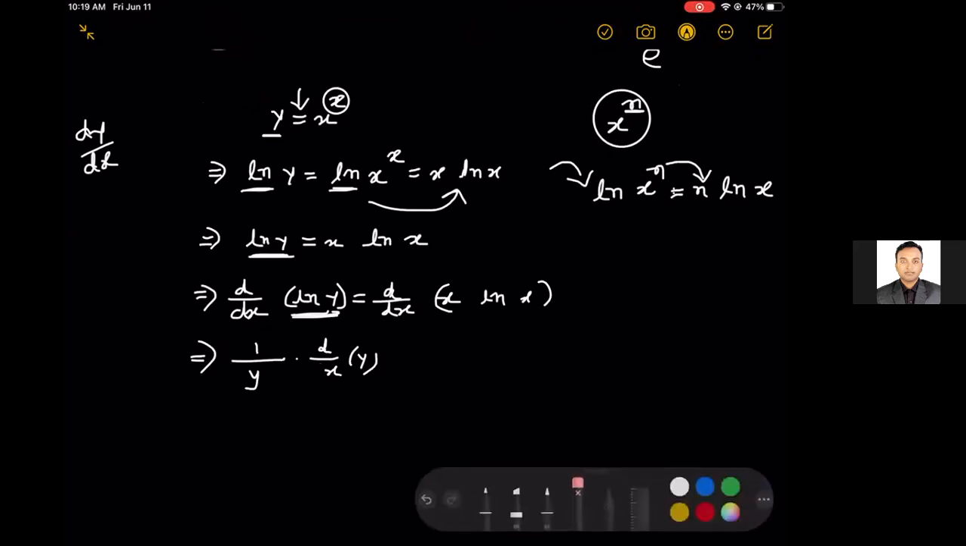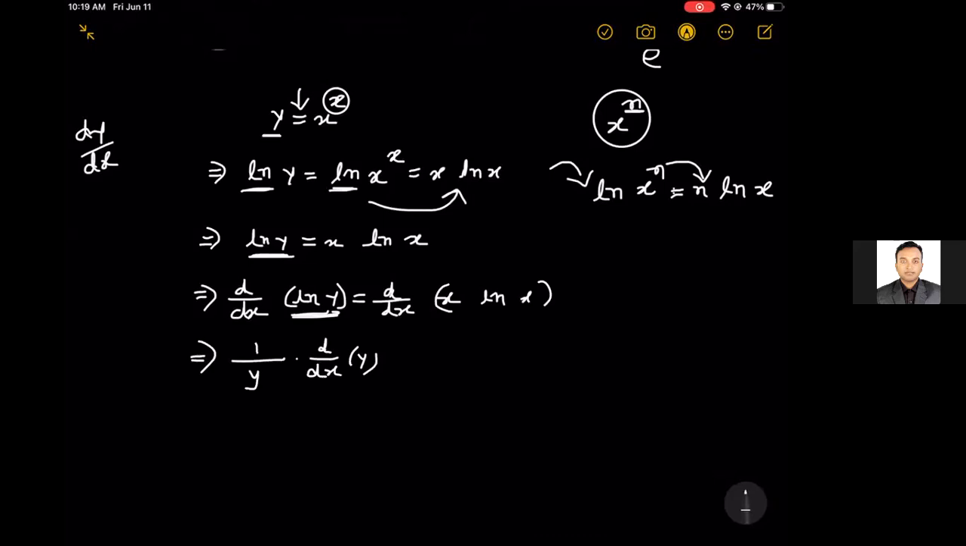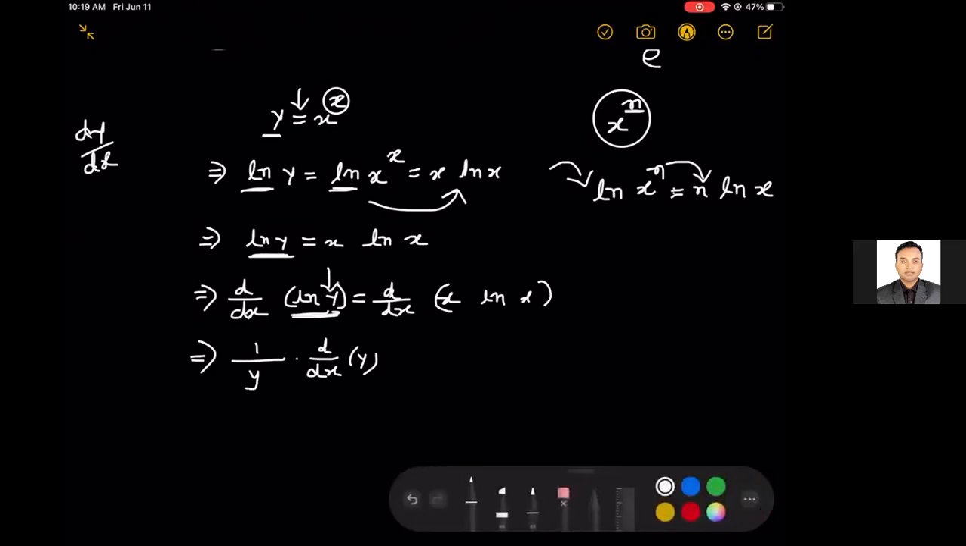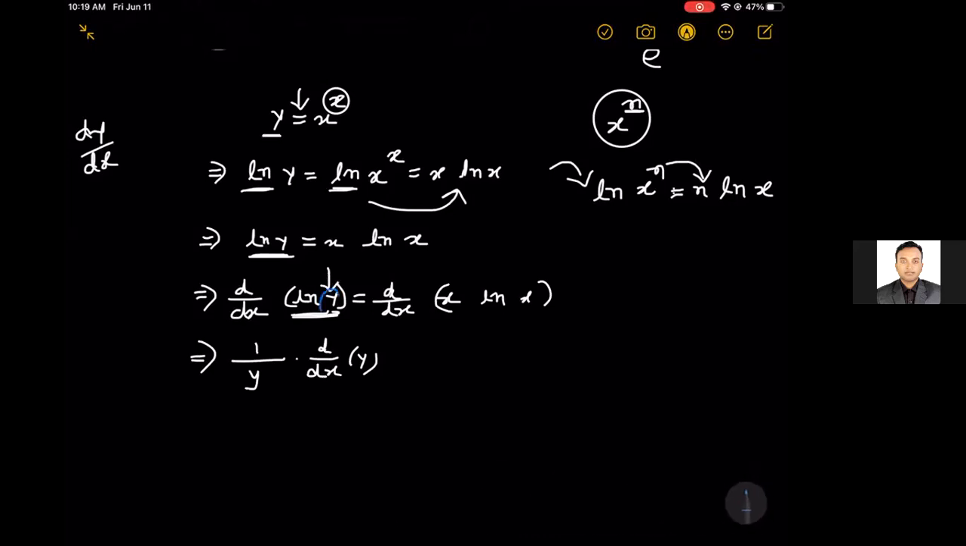Again, as I said, using the chain rule is often tricky. It's fun when you are doing it right. So whatever you have in place of that x, you need to multiply the derivative of that. So the derivative of y.